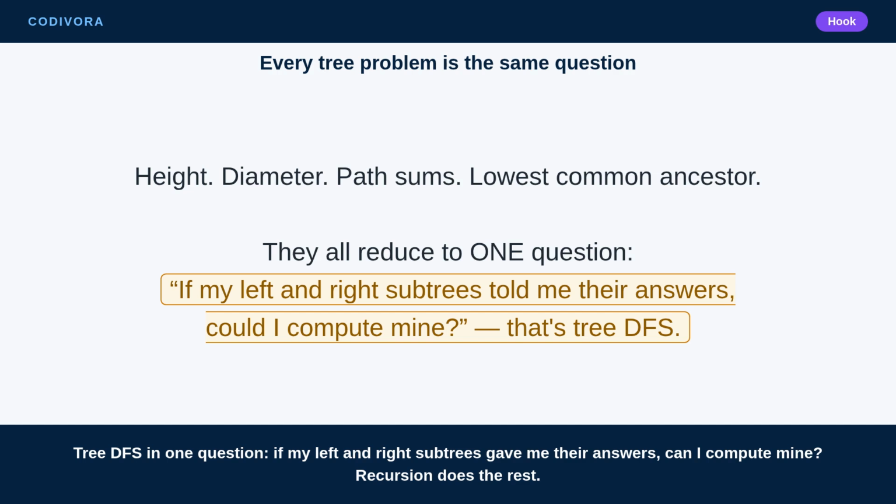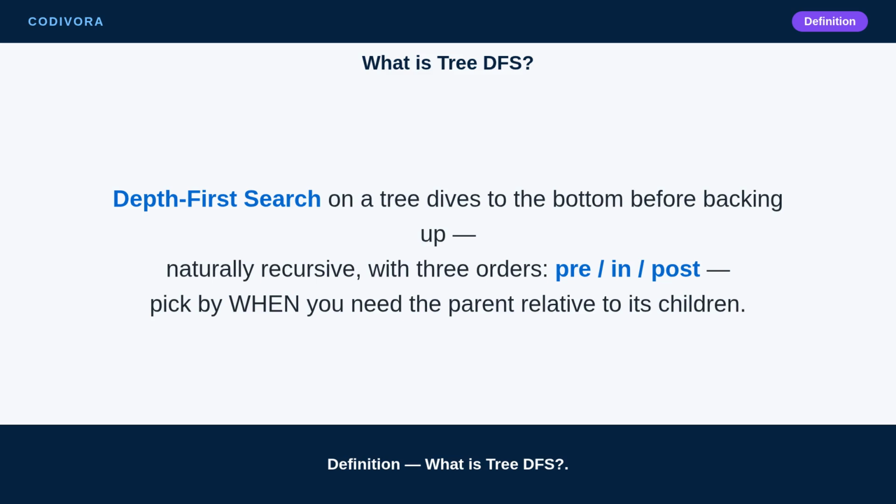Plus one trick, the global variable pattern. That unlocks the harder half. Let's go. Definition first. Depth first search on a tree dives all the way down one branch before backing up, which maps perfectly onto recursion. It comes in 3 orders: preorder, inorder, and postorder, and the choice is simply when you need to process the parent relative to its children: before, between, or after.